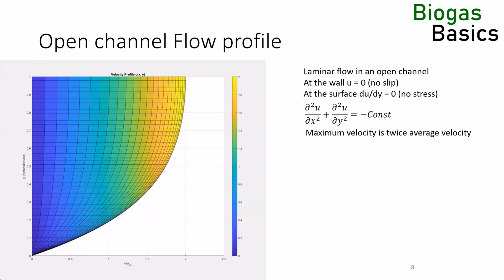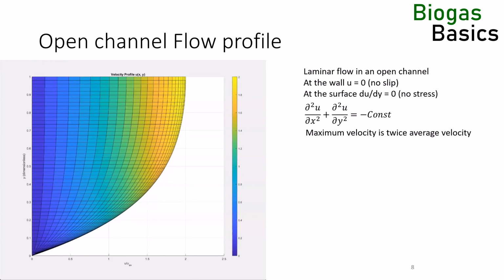I have visualized the flow profile of a Newtonian fluid in a laminar open channel flow by solving the Poisson equation here. The boundary conditions are the no-slip condition at the wall. That means the velocity is 0 at y equals 0, x equals 0, and x equals 1. The boundary condition at the surface of the channel is the no-stress condition. The first derivative of the velocity with respect to the y-coordinate is 0.